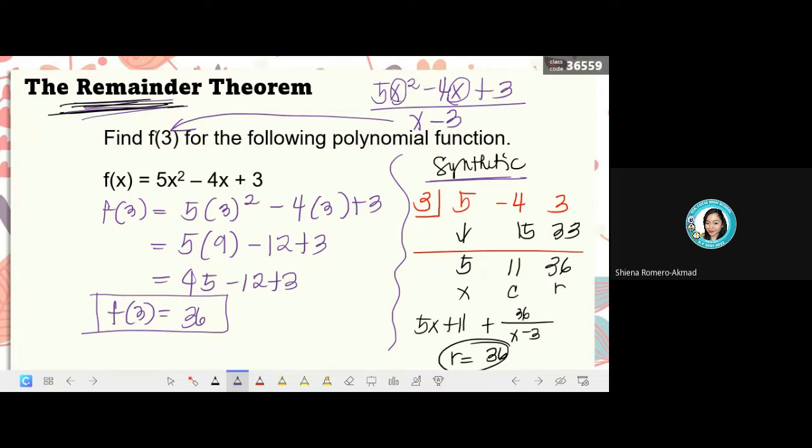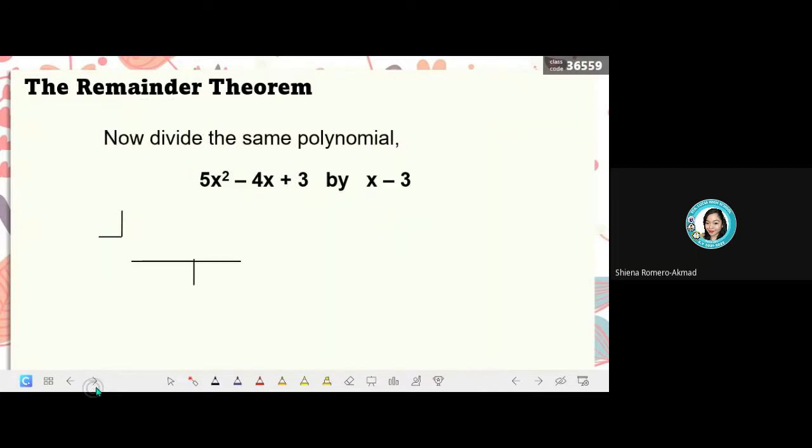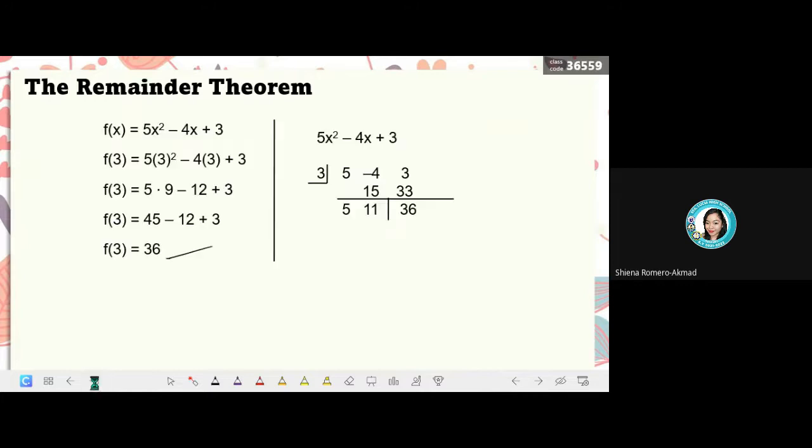So this is what the remainder theorem is. You can substitute the value of x into all the variables x and then you can get the remainder. So let us have more examples. Here it is compared. Let us proceed.